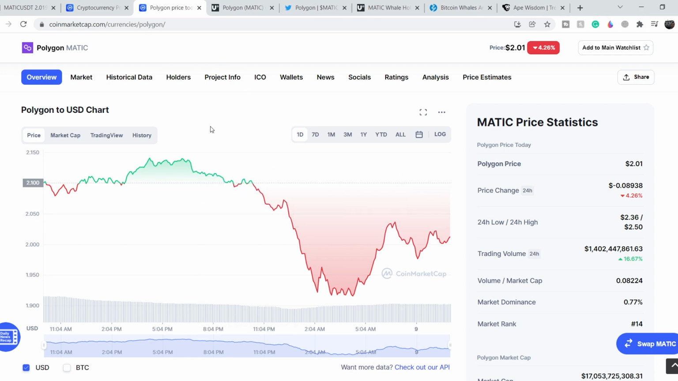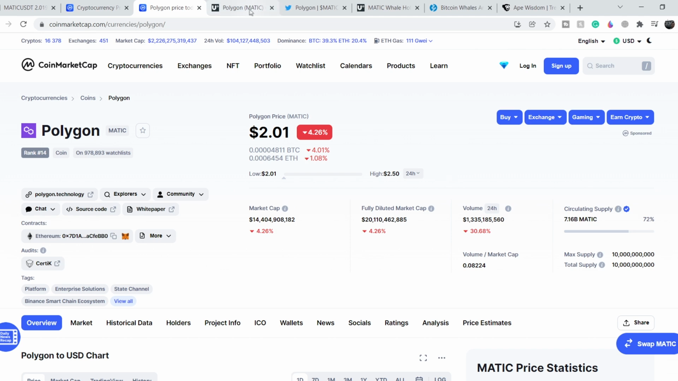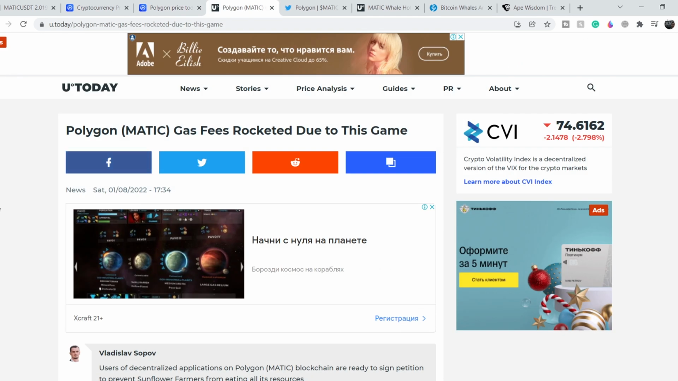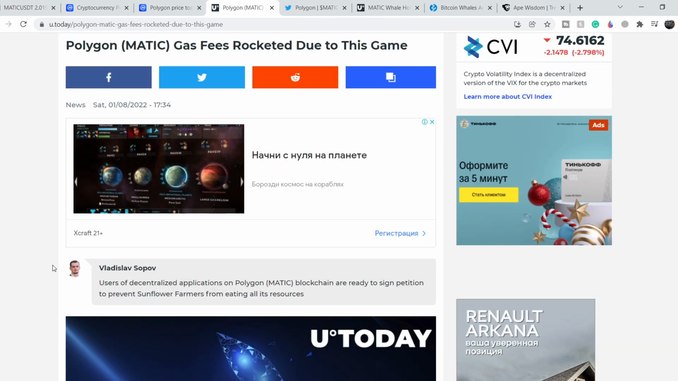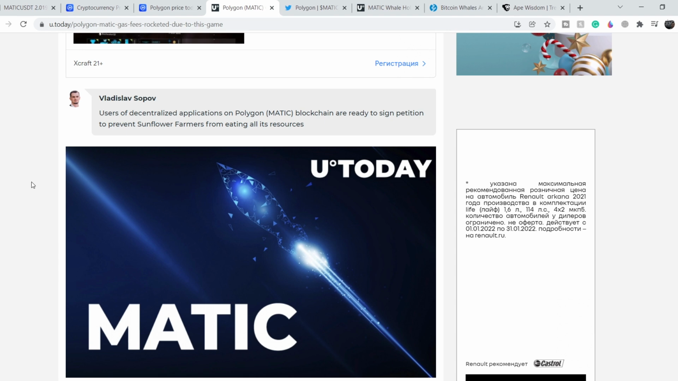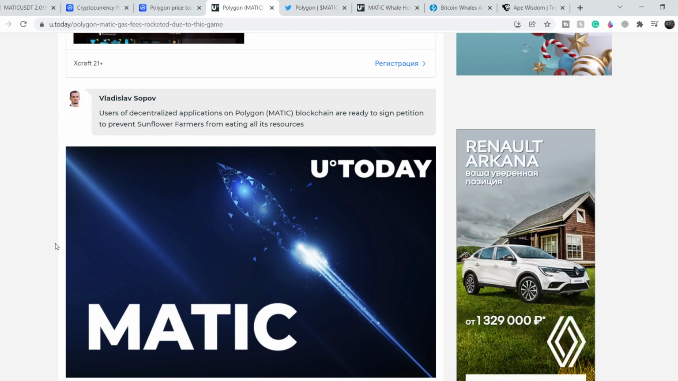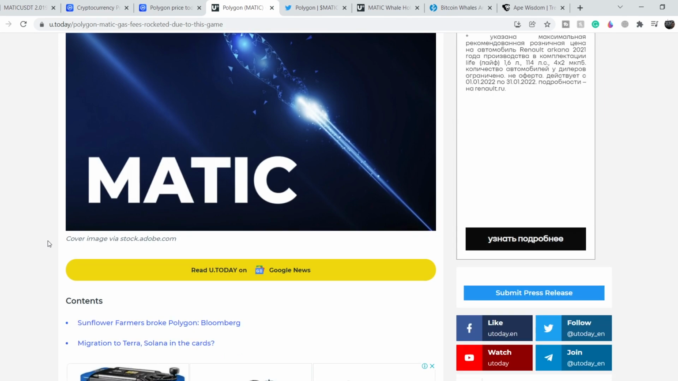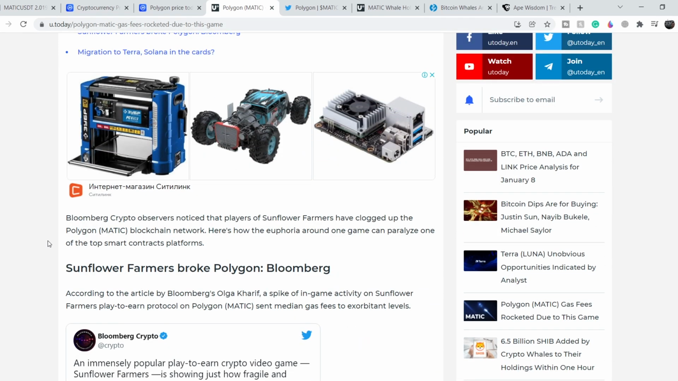So let's continue with the fundamental news related to Polygon, and this news was published on New.Today. It's titled "Polygon Matic gas fees rocketed due to this game," and it was published on January the 8th. And I already covered this in the news by itself, but we still have this as our main bearish news directly related to Polygon. It is the Sunflower Farmers game that is eating the majority of Matic's resources. And it is quite a bad sign.